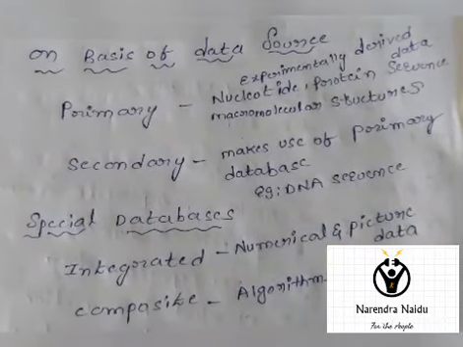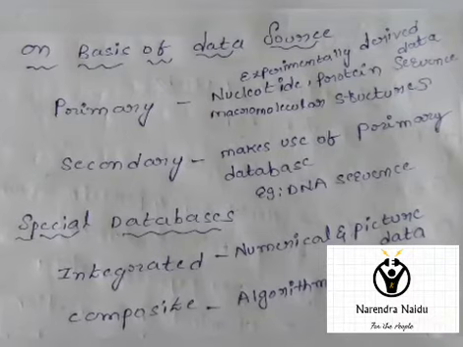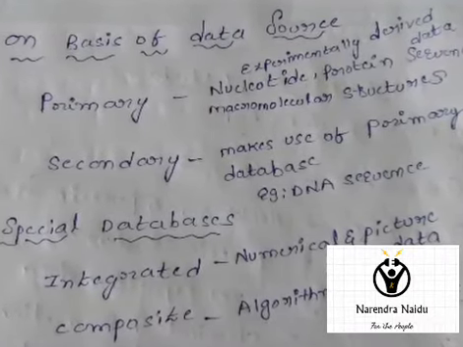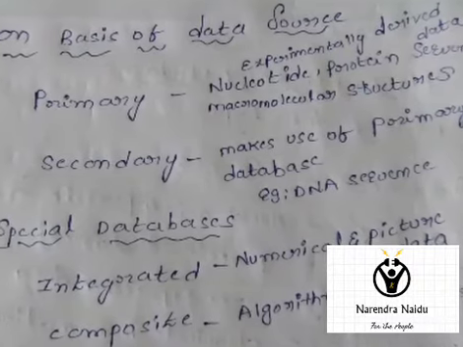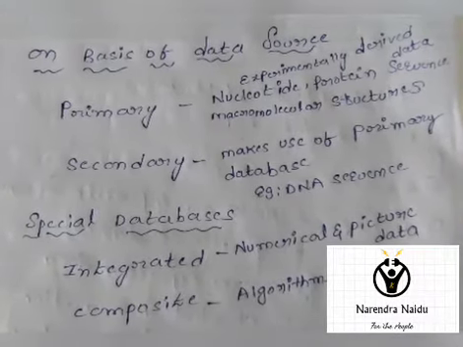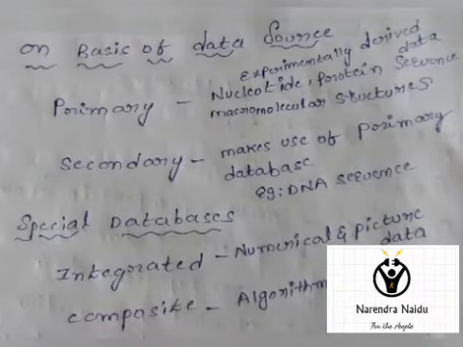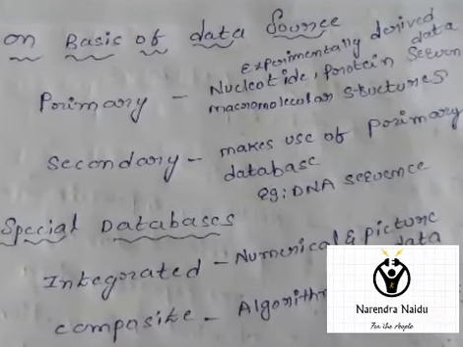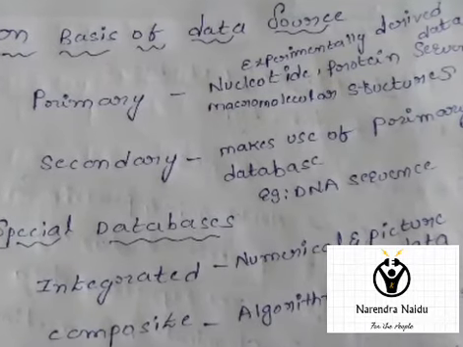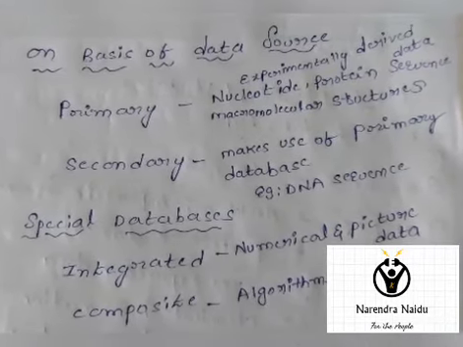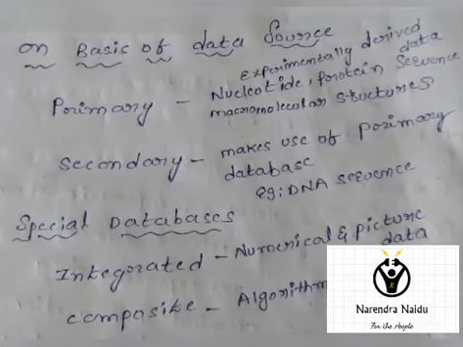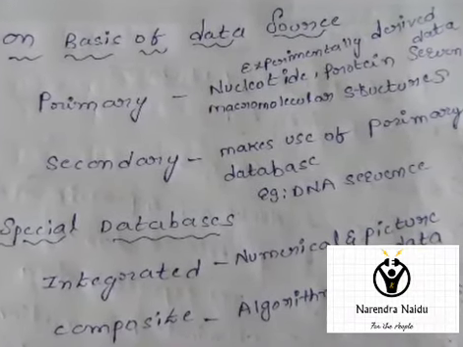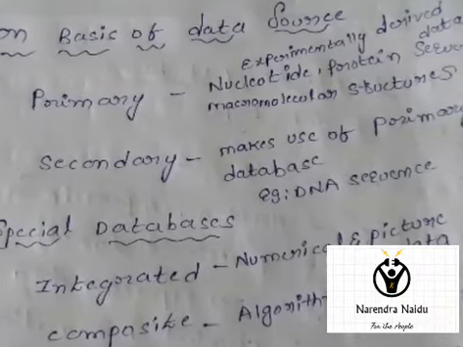And on the basis of data source, there are two types, primary and secondary. Primary contains all experimentally derived data, which includes nucleotide and protein sequences, and secondary contains information and makes use of the primary database, for example DNA sequence. And special databases are of two types again, integrated and composite. Integrated contains numerical and picture data, and composite contains algorithms and data structures. So this is the information available in these databases.